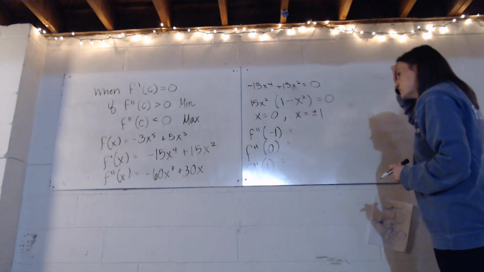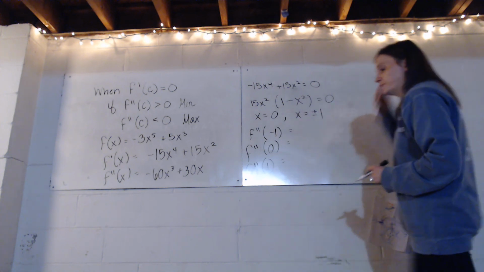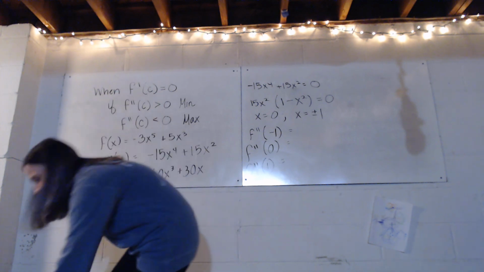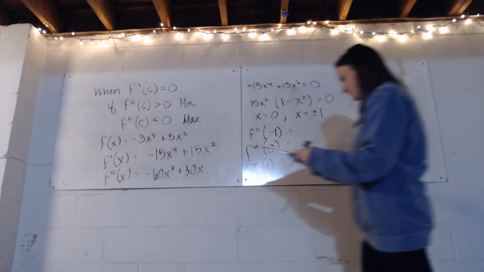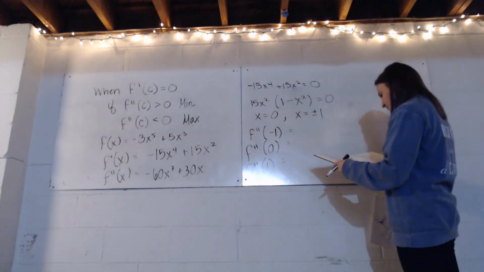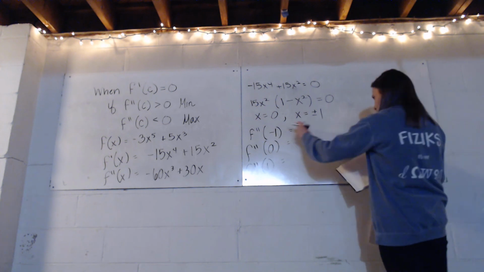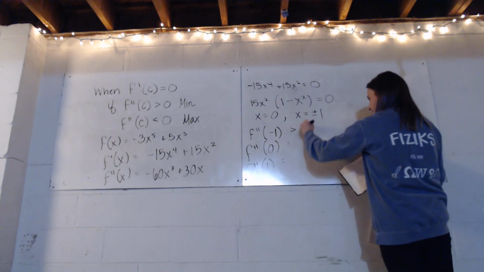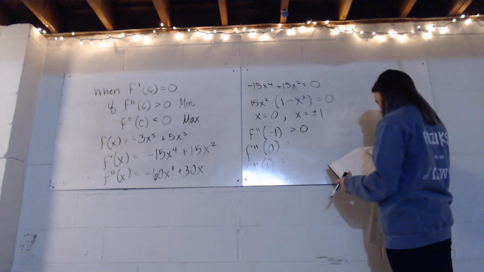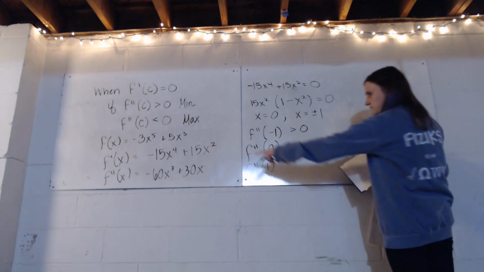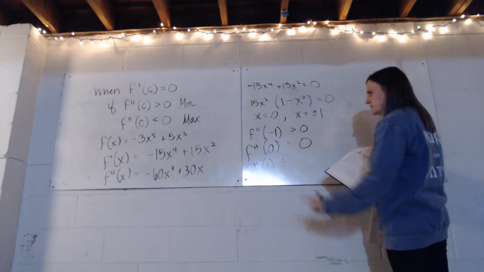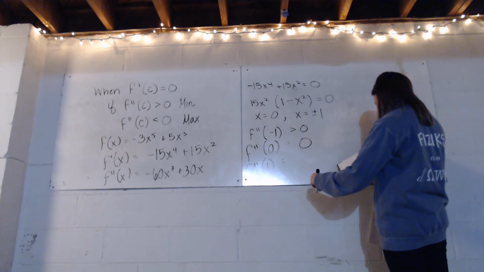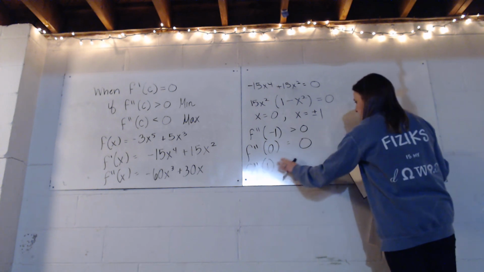So the second derivative at negative 1, I'm going to cheat and look at the answer. I should be able to do this in my head, but I don't have a calculator and I'm tired. So the second derivative at negative 1 is greater than 0, so it's some positive number. The second derivative at 0 is going to be 0. The second derivative at 1 actually gives us a negative number, so it's less than 0.